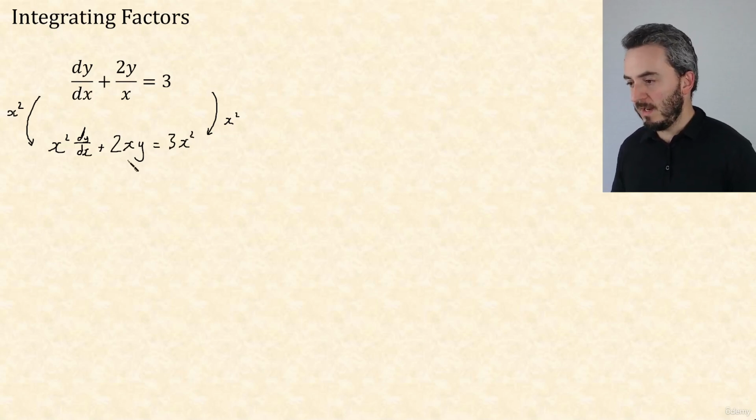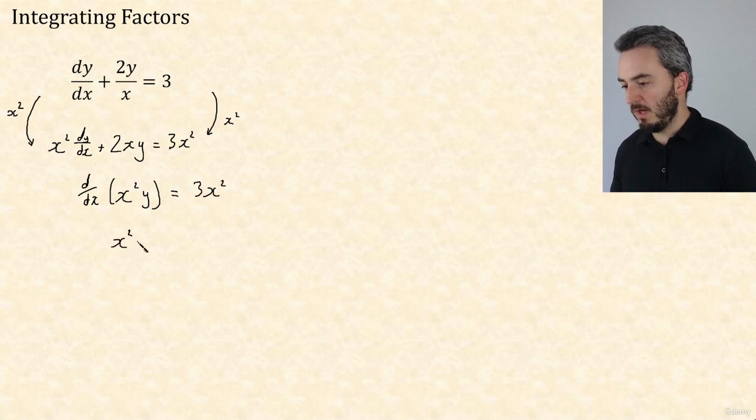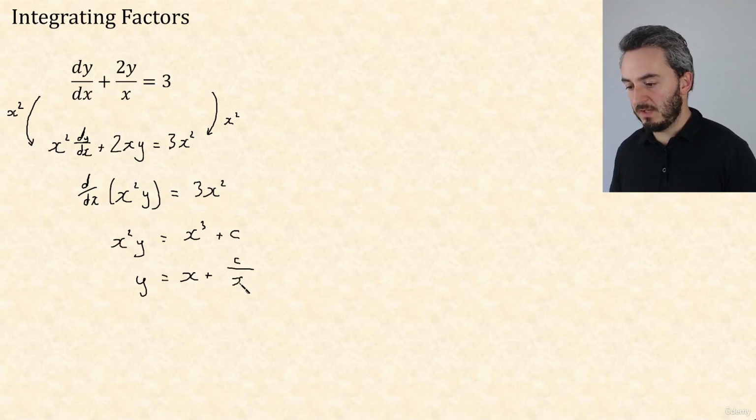And why is that the clever thing to multiply through by? Well, look, now we do have something which is the result of applying the product rule, because here's u dash, here's v dash. This is the derivative of x squared y. And if the derivative of x squared y is 3x squared, well, it means that x squared y must be the integral of that, which is x cubed plus c. And that means that y is equal to x plus c over x squared.